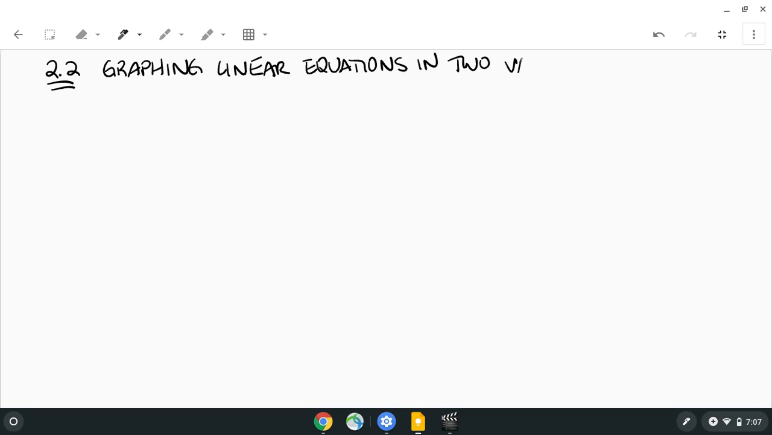Okay, here we go, 2.2. Last time in 2.1, we looked at how to plot points and how to find the midpoint. Here in 2.2, we're going to look at graphing linear equations in two variables.